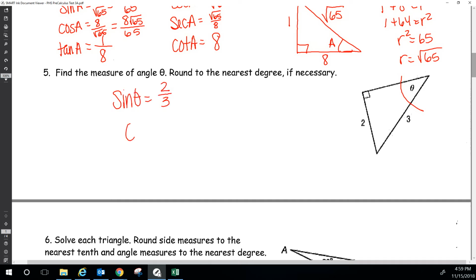When you're trying to find the angle measure, that's when you're using that sine inverse. So sine inverse of 2 over 3 would be theta. Plugging that into your calculator. I got one of these wrong this morning, and I can't remember which one it is, so let me re-plug this one into the calculator.